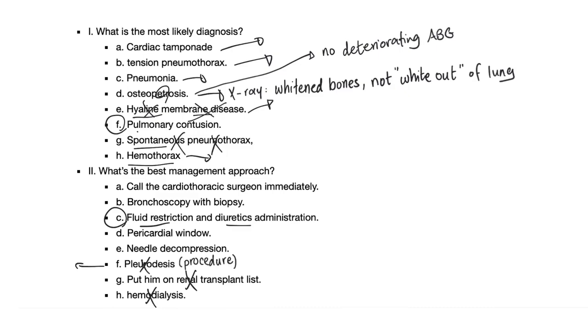Pleurodesis is done when you have pleural effusion, and we treat your pleural effusion, and TB, and pleural effusion again, and then we decide, you know what, let's close your pleura as if it doesn't exist.